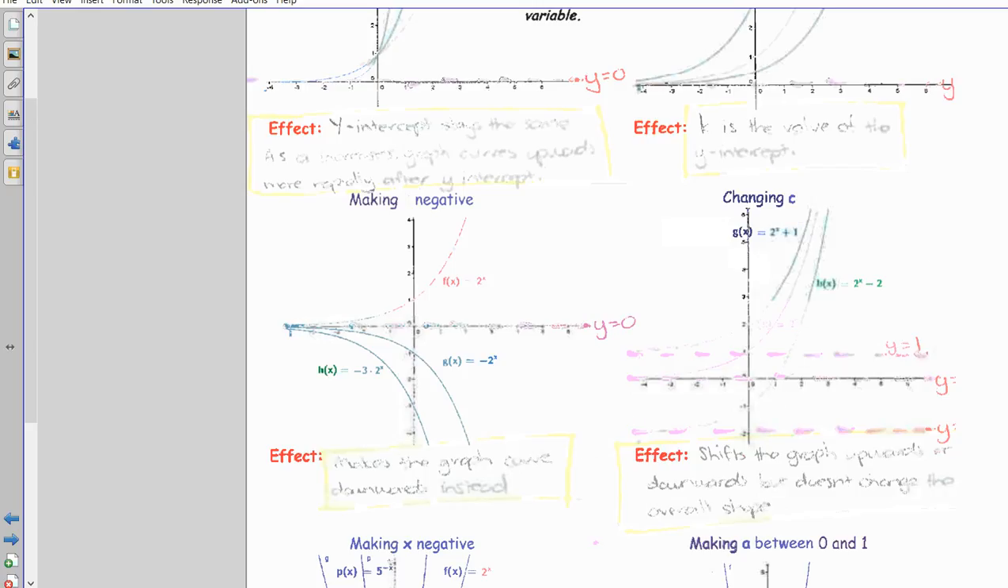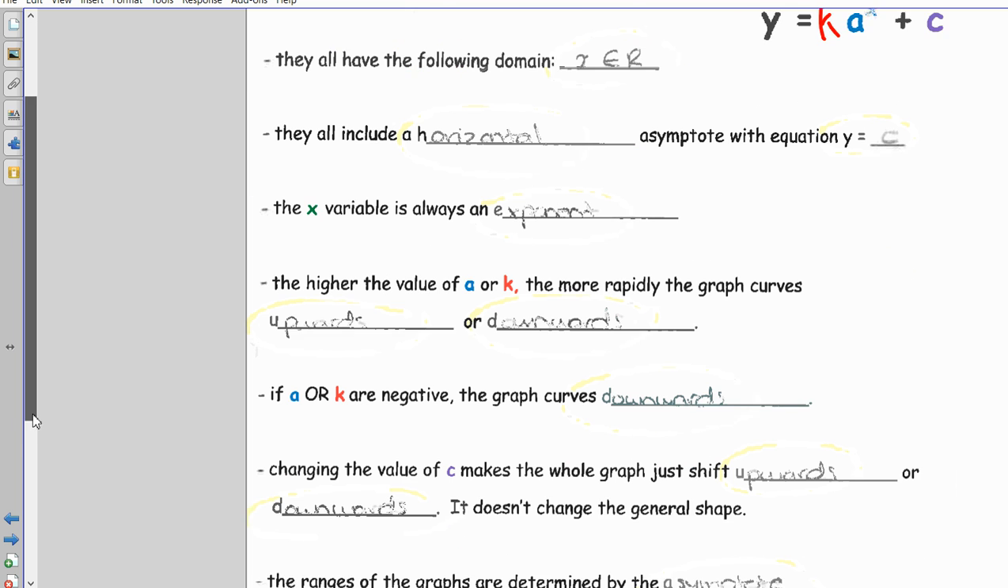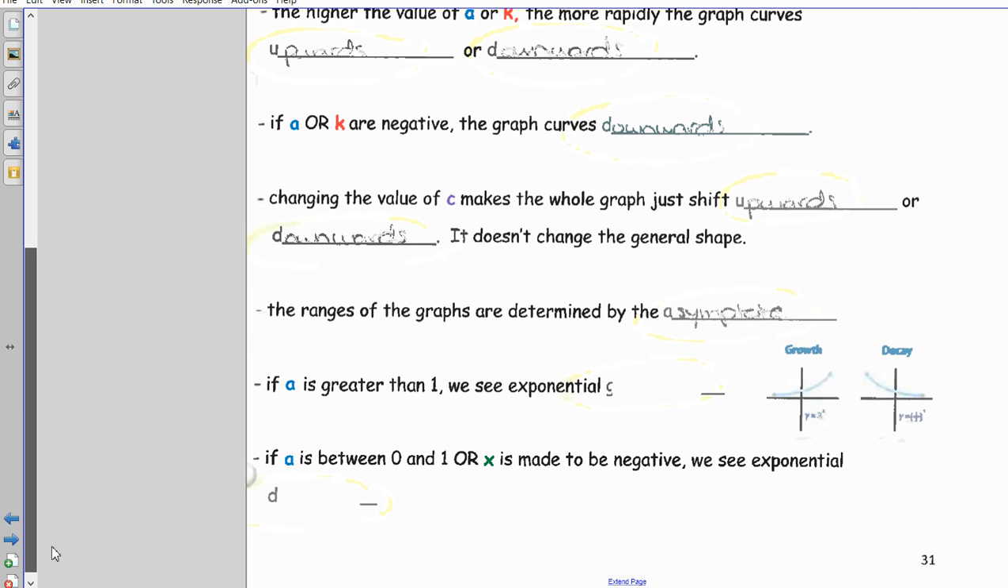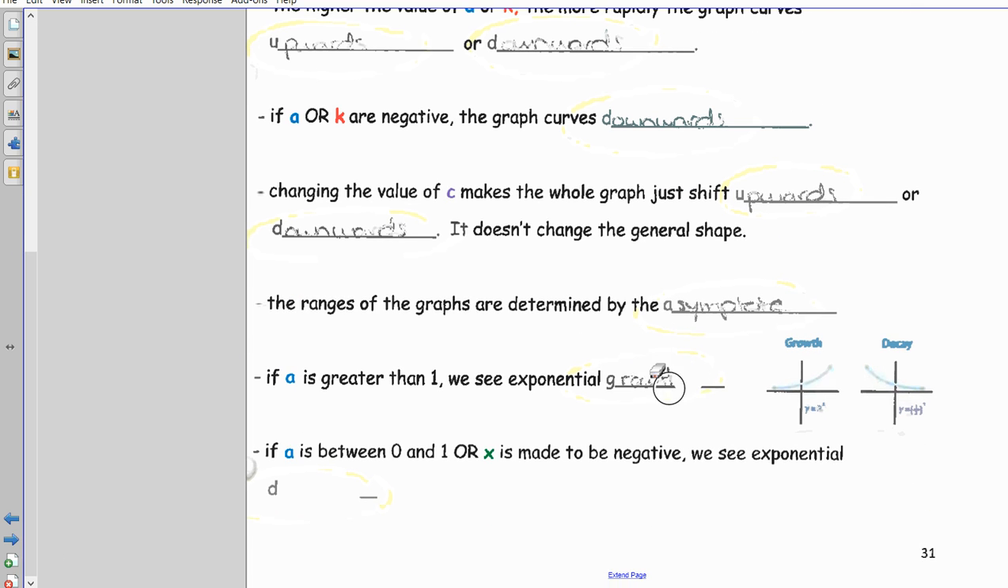Kind of getting through this slowly. If a is greater than 1, then we see exponential growth. So if you've got like 2 to the power of x, you get growth. If a is between 0 and 1, like a little decimal fraction, we see exponential decay. So this would be an example of like 0.5 to the power of x, because it's between 0 and 1. Next, let's keep going.